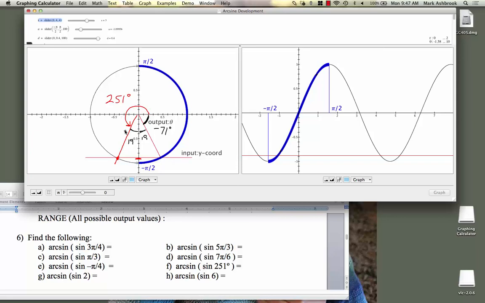Right. So we could take this right here. This angle right here is going to be the same as the angle we want. So how would you get that? 251 minus 180, and that will also get you 71, and then you know it's going to be negative 71. Okay, so let me show you why this is so important.